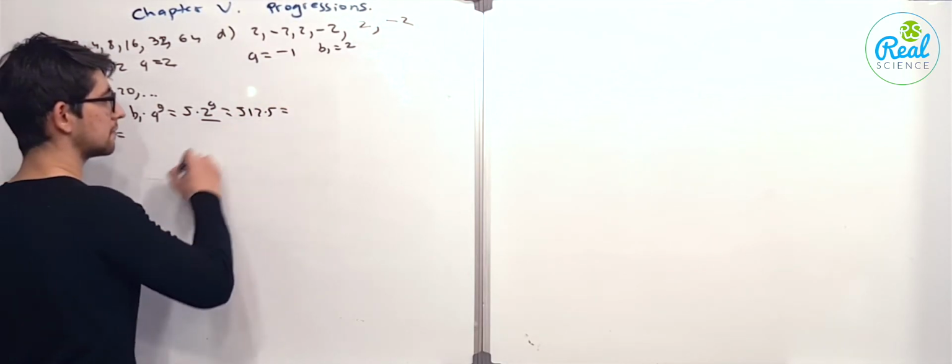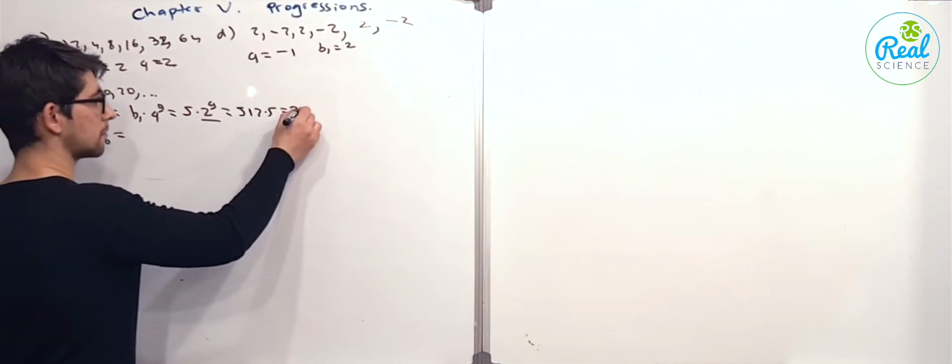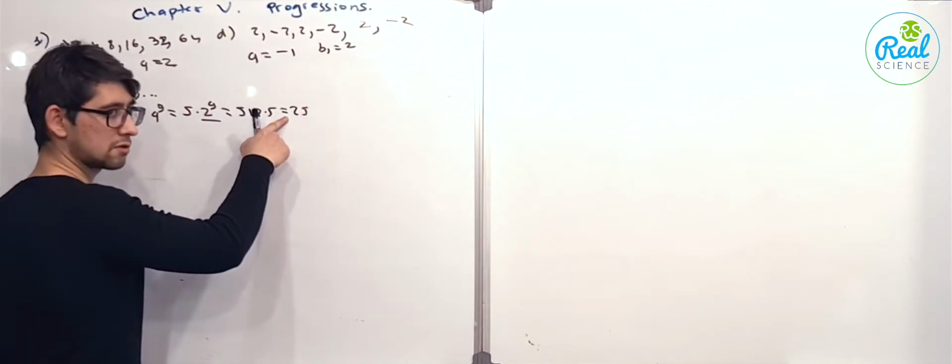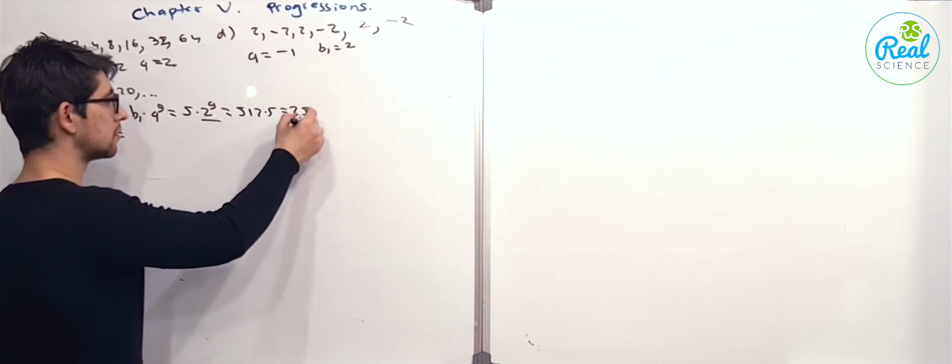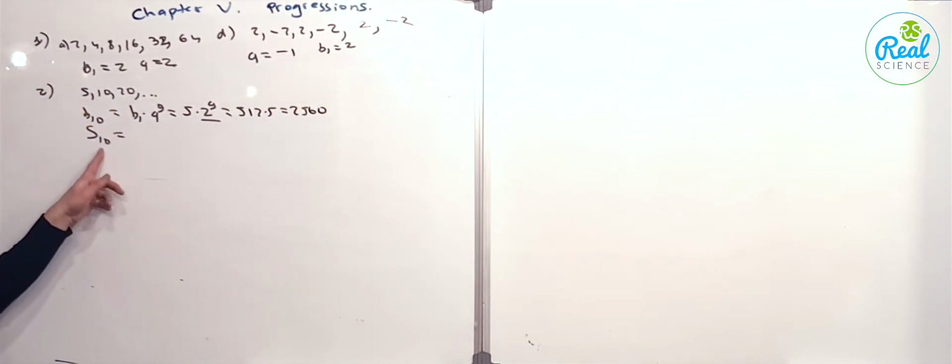512 multiplied by 5? 2,560. So what about S10?